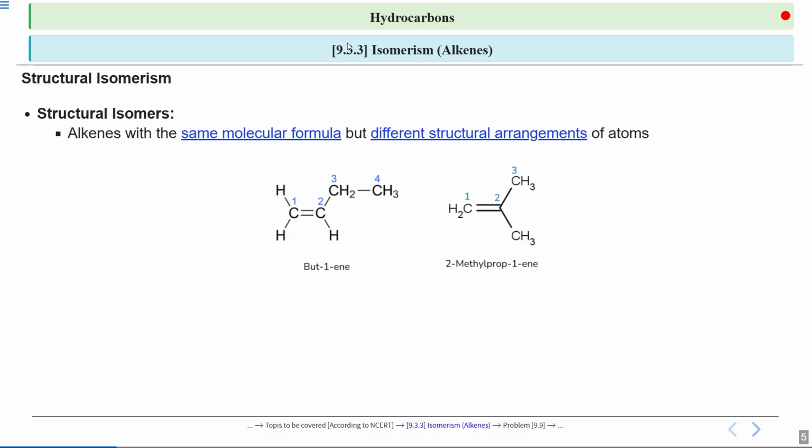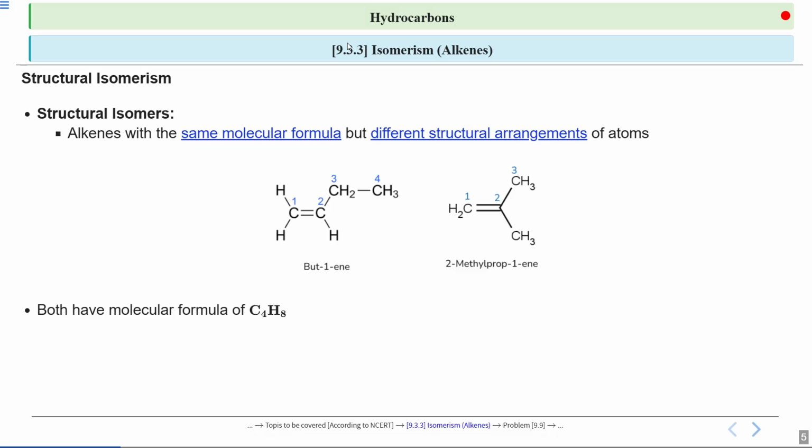You can quickly see that the longest chain in the first case is of 4 carbons and in the second case is of 3 carbons, and the extra carbon of the fourth length is going on to the branching in the second image. Okay, now what is the molecular formula? The molecular formula is C4H8, so 4 carbons and 8 hydrogens.